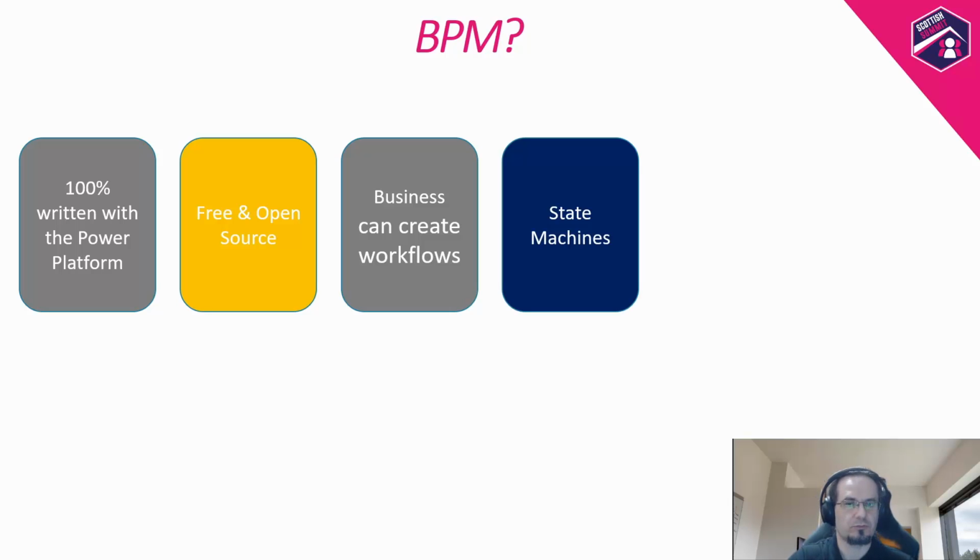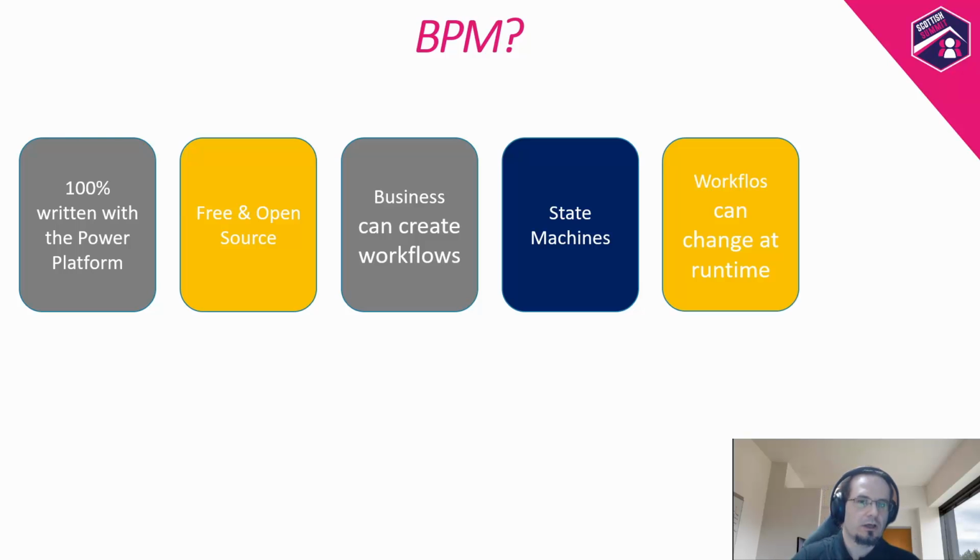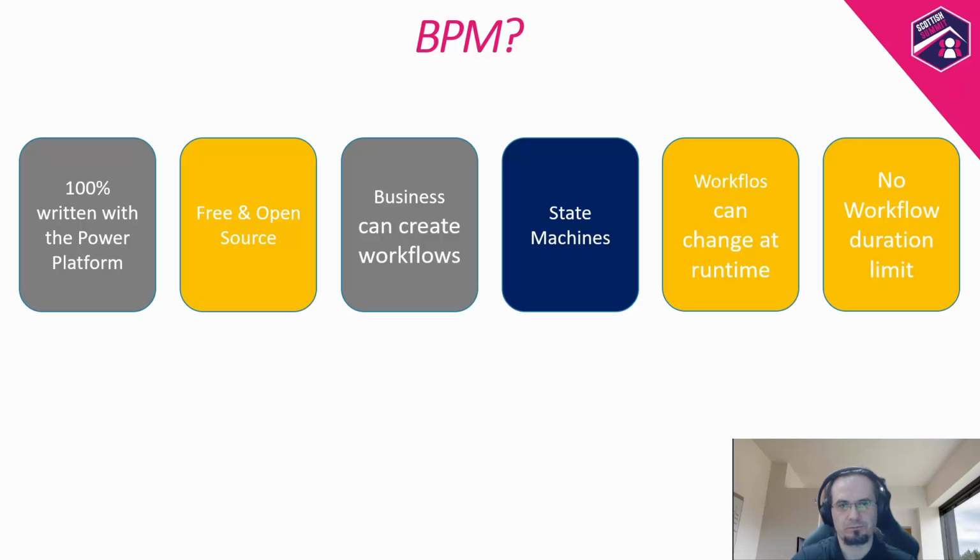It's a state machine mechanism, so end users or business users can go forward or go back in the process. You can change workflows during runtime. So if you change something, change logic in your process, a running workflow will see that change. There's no workflow duration limit, because Power Automate has a workflow duration of 30 days, but using this toolkit, there's no workflow duration limit.